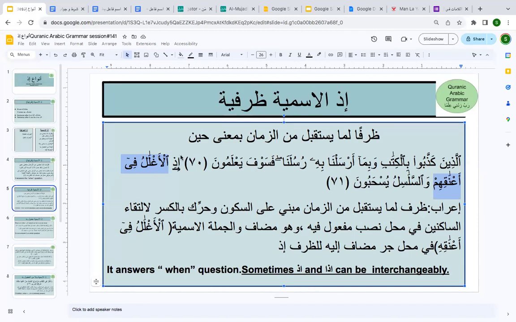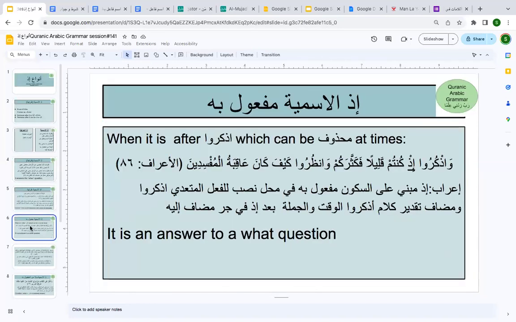Why is is being used? What do you think? What is the purpose of using is here? Sometimes when you were expecting to see present tense and you see something that is used to push the meaning in past, that is for emphasis that this is going to be guaranteed. There are no ifs and buts about it. It's going to be for sure happening. There will be aghlal in their necks.